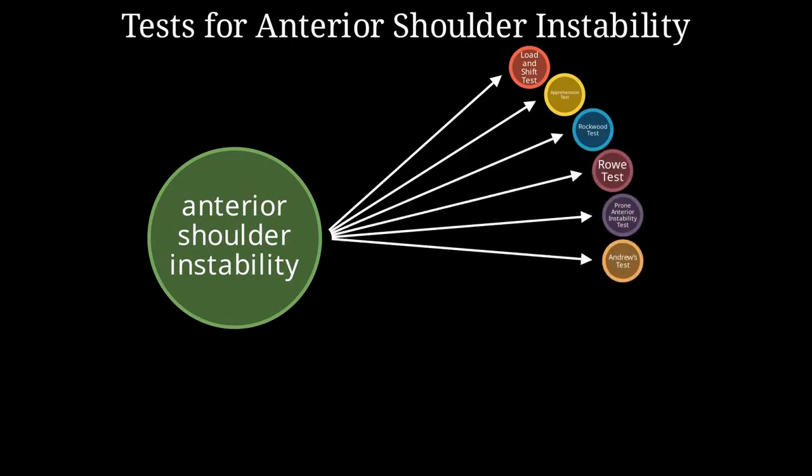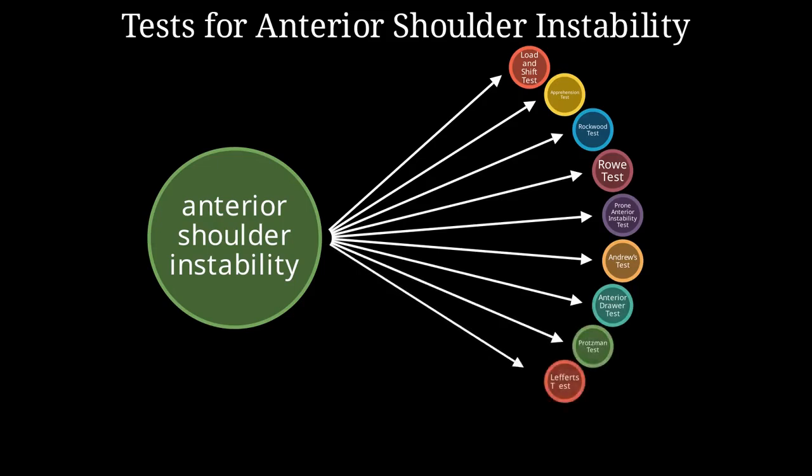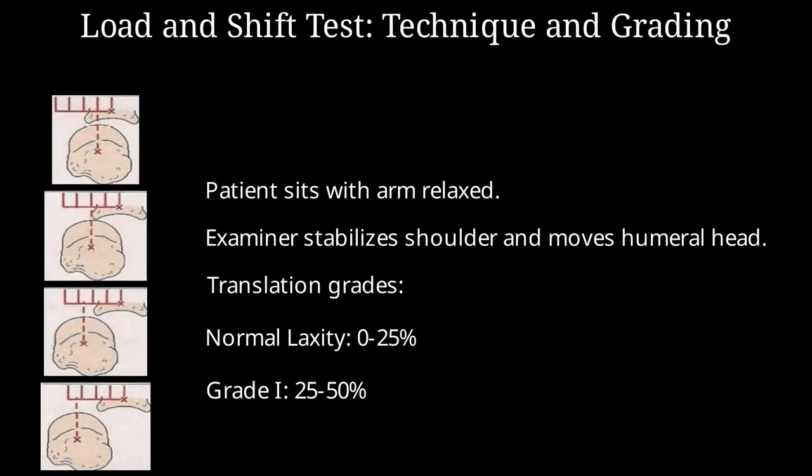These include the load and shift test, apprehension, crank test, Rockwood test, row test, prone anterior instability test, Andrews test, anterior draw test, Protzmann test, Lefferts test, and Dugas's test. The load and shift test assesses anterior and posterior translation of the humeral head.